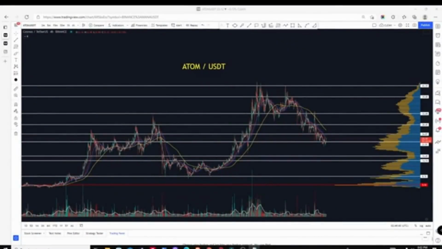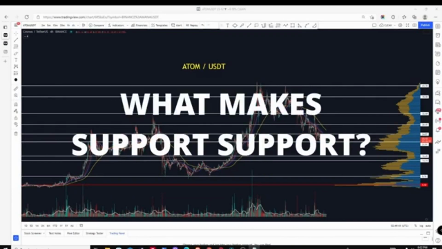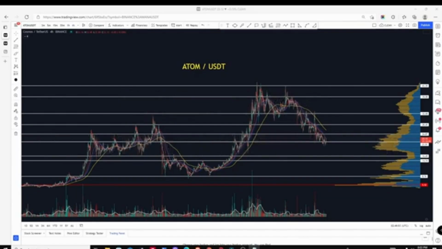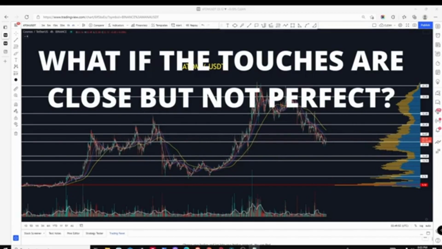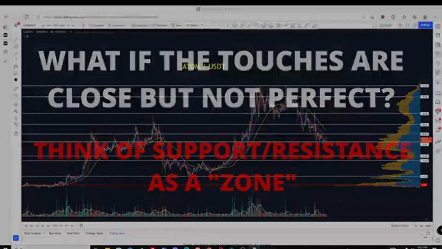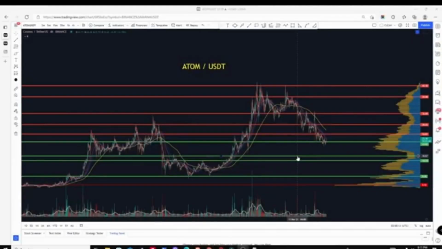Next, I think it's important to understand a few concepts. 1, what makes support support, and what makes resistance resistance? And 2, what if the touches are close but not perfect? It's important to think of support and resistance as a zone, and we'll explain that a bit more as we go. What makes support and resistance is actually rather simple.